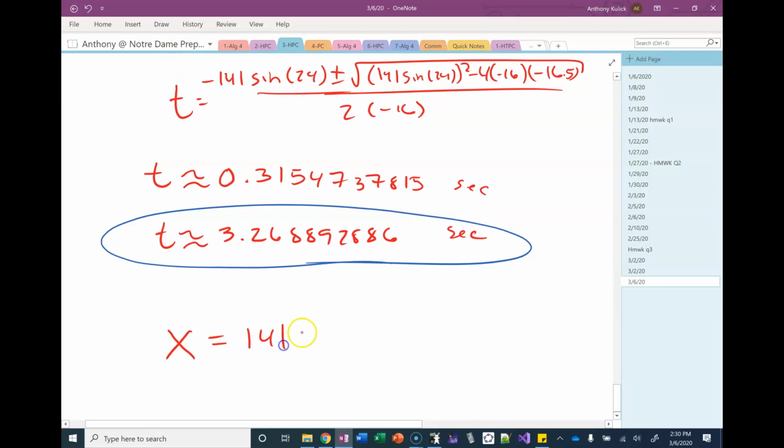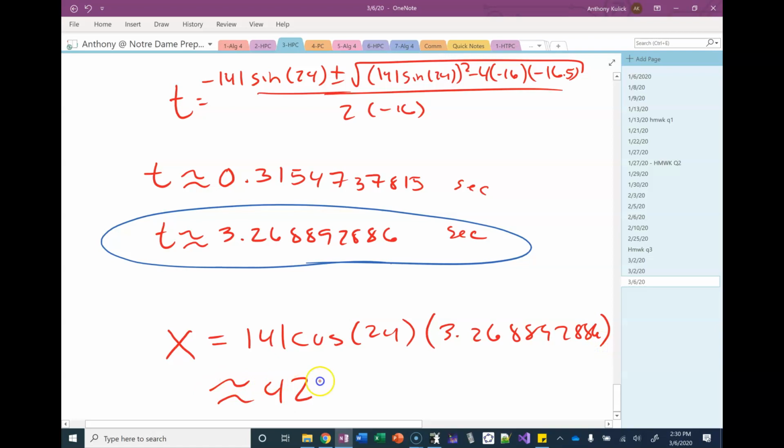So I'm just going to plug that into my equation for x. And what I get is about 421.07 feet. What do you guys think? It shouldn't be too bad, right?